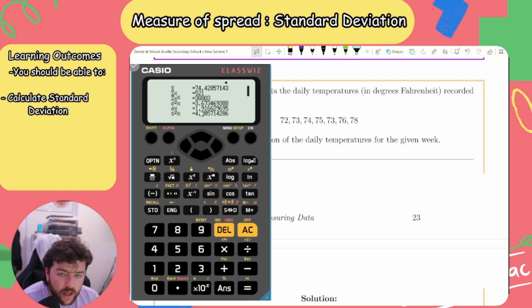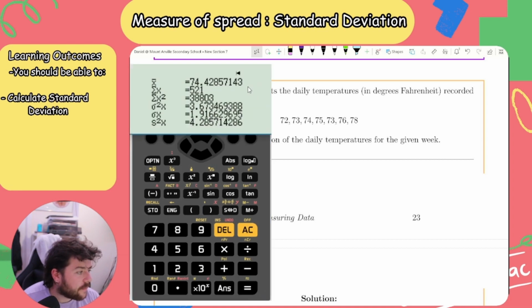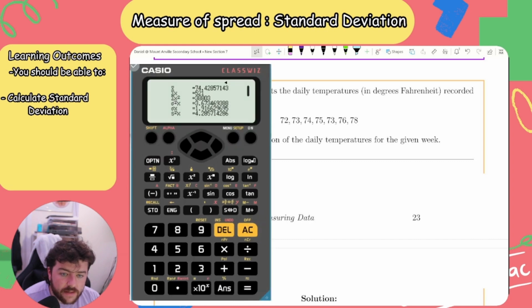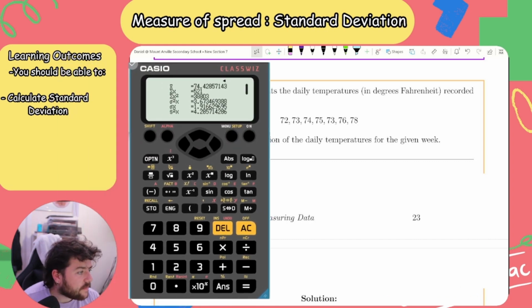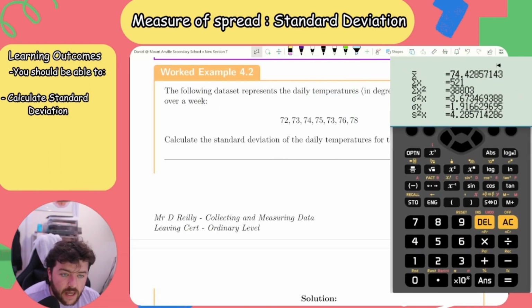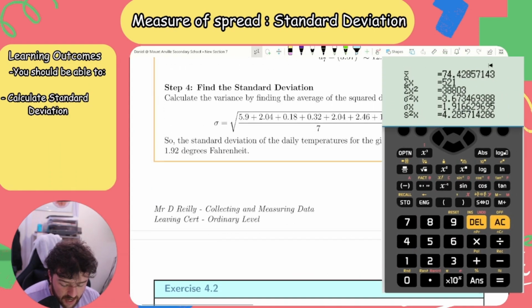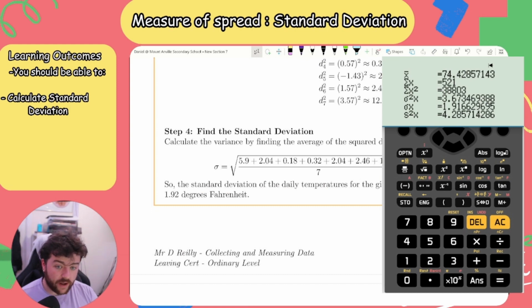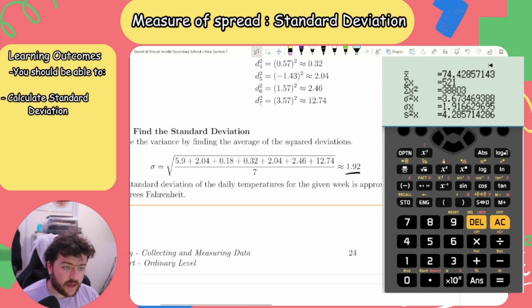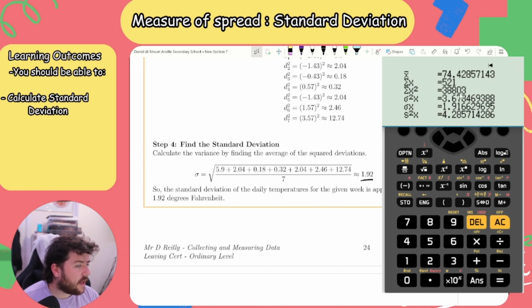Right, so there's my 7 points. AC to save, Option, Variable Calc, 2, and then if you see here, I get sigma x, 1.9166. And if we look here, that is what we got, 1.92, which matches up with this value here. So that's all it is on your calculator.